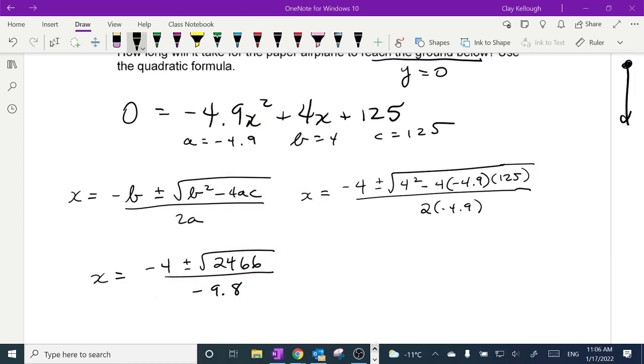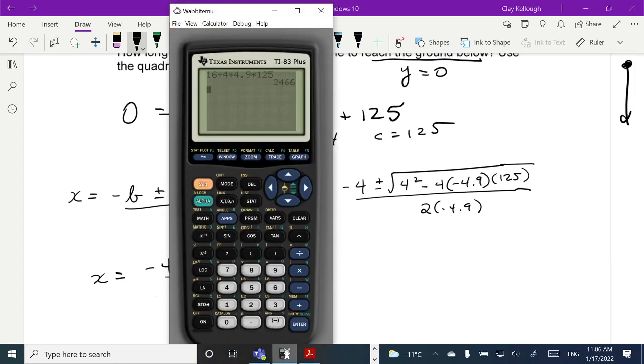Okay, so once again, where did I get that number from? Because 4 squared is 16. If you like, you can actually type 4 squared. I just didn't need to. I know that 4 squared is 16, plus 4 times 4.9 times 125. Right? And again, I didn't bother with the minuses because I know they go away, but it shouldn't matter if you use them. 4 squared minus 4 times negative 4.9 times 125. Right? They're all giving me 2466. It doesn't really matter how you punch that in as long as you don't make any mistakes doing it.